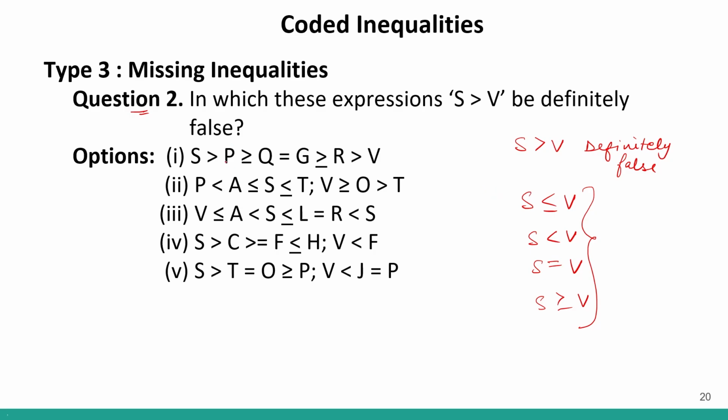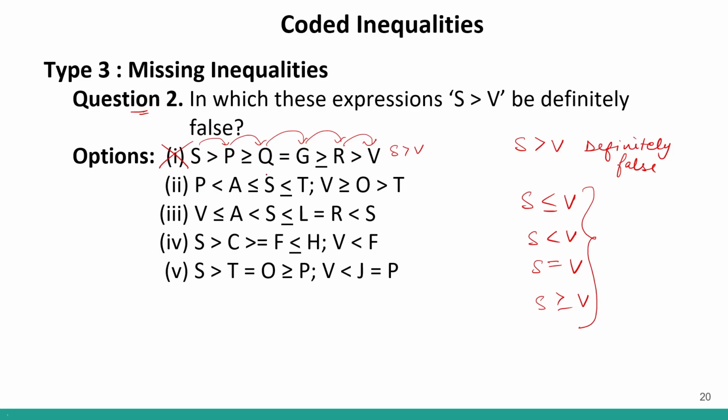Now, we will move from S to V. Over here, I can move from S to V. I can go here, here to here, here to here. There is no restriction from bigger door to smaller door. So in this particular scenario, S is greater than V is true. Therefore, this will not be the answer. Okay. Moving on to option number 2.